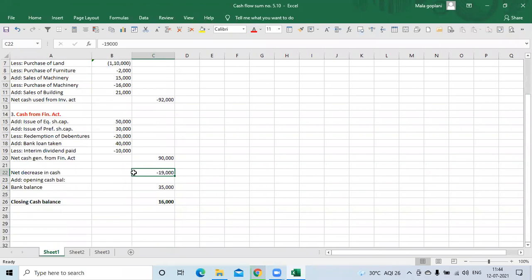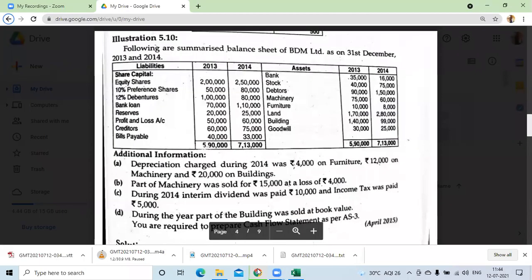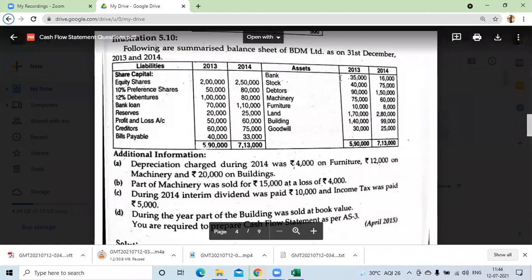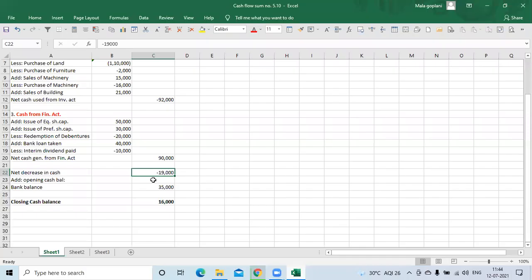Next, what do we do after net increase and decrease in cash? Add opening cash balance. Very good. Write down add opening cash balance and look at the question. Tell me how many cash balances are there? Ma'am, only one. So we can write it in the outer column, bank account. How much is the opening balance? 35,000. Go to the next line. Write down bank balance. Outer column 35,000. Just below opening cash balance, write down bank balance.